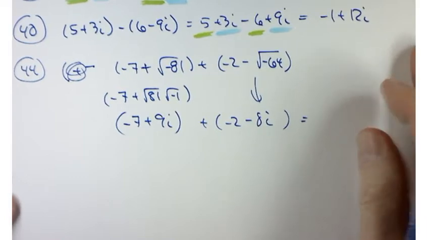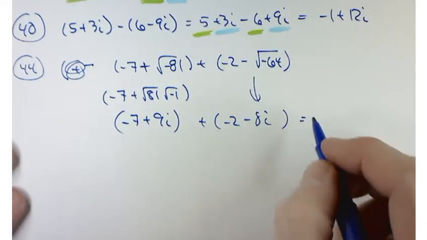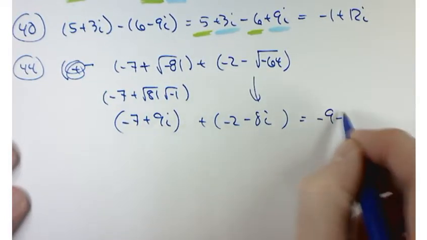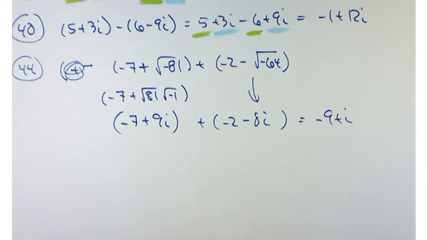Alexis, what do I get when I simplify this? Good, negative 9 plus i. If you want to write negative 9 plus 1i, that's fine too.